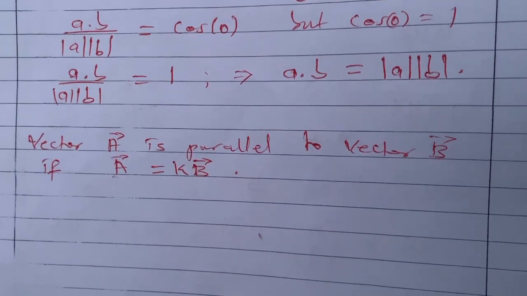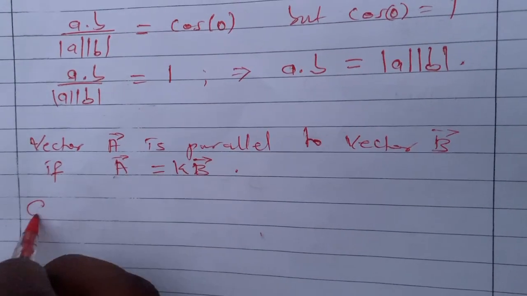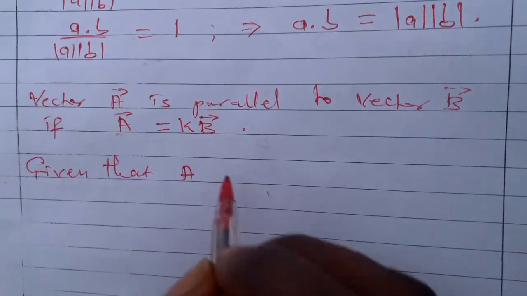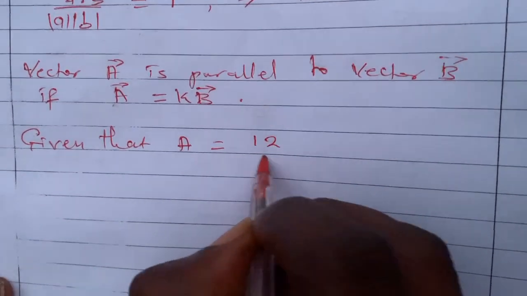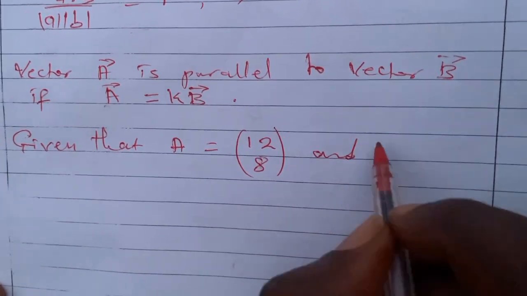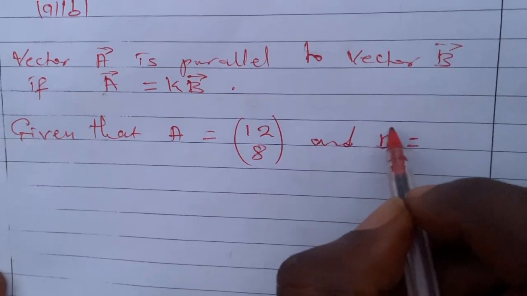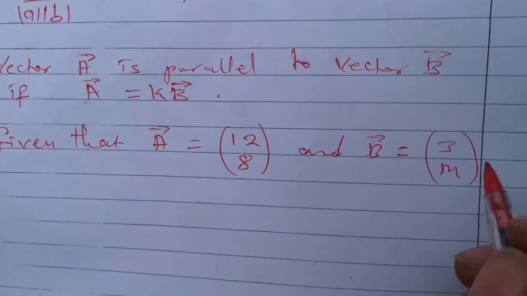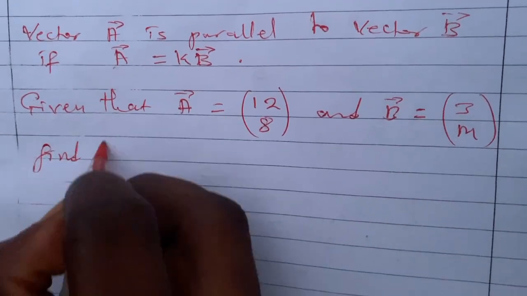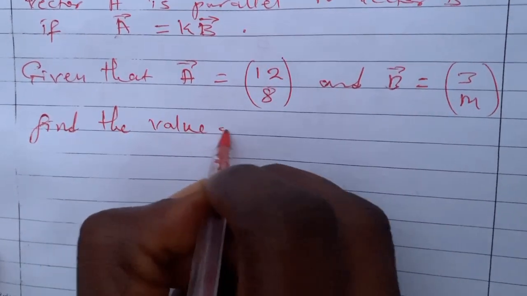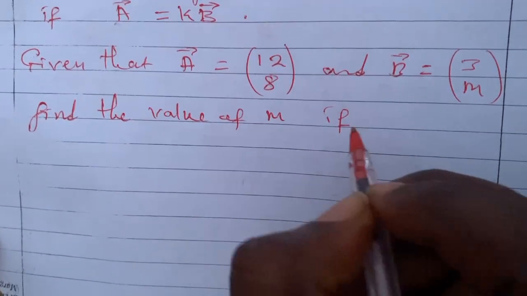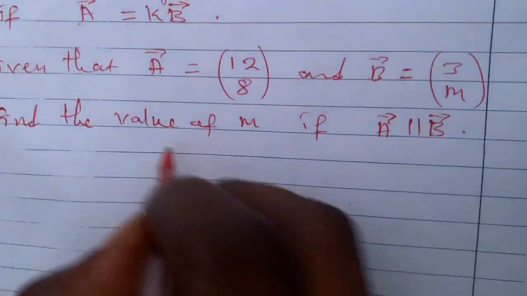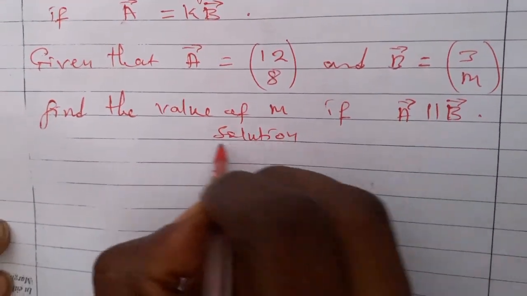Let us solve this simple example. Given that vector A is equal to 12, 8, and vector B is equal to 3, m. Find the value of m if vector A is parallel to vector B. Solution.